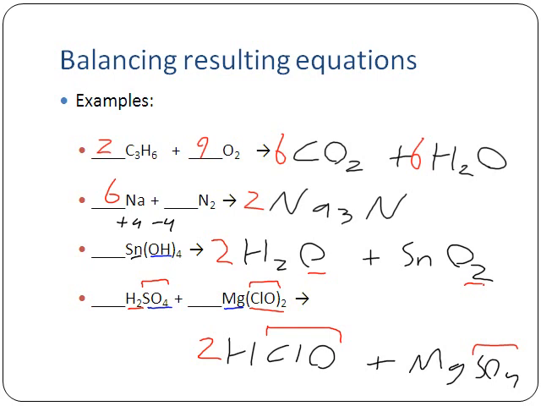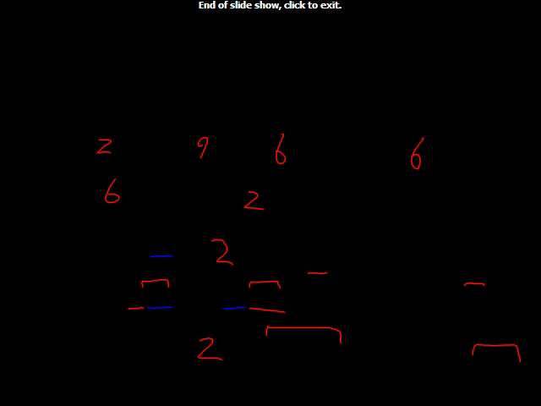H2SO4 plus Mg(ClO)2 yields 2 HClO plus MgSO4. And so that being said, that should go ahead and finish things up for this. And so that will end this lesson.